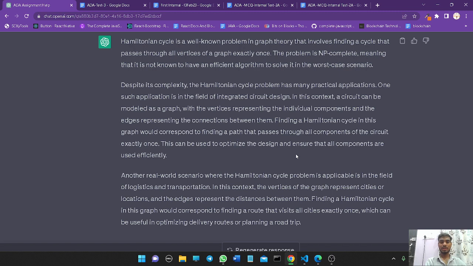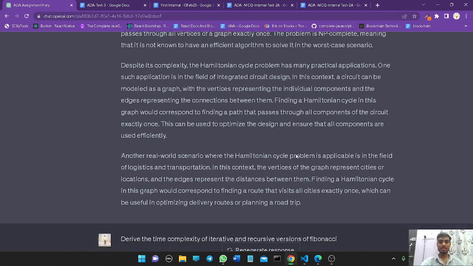Another real world scenario where the Hamilton cycle problem is applied is in the field of logistics and transportation. In this context, the vertices of the graph represent cities or locations and the edges represent the distance between them. Finding a Hamilton cycle in this graph would correspond to finding a route that visits all the cities exactly once, which is useful to optimize delivery routes and route planning.